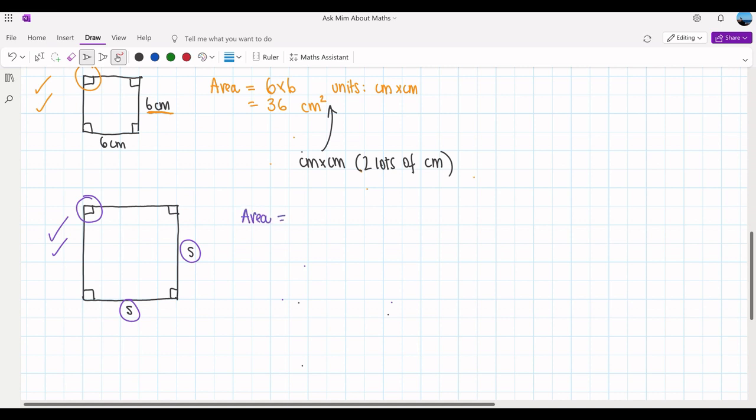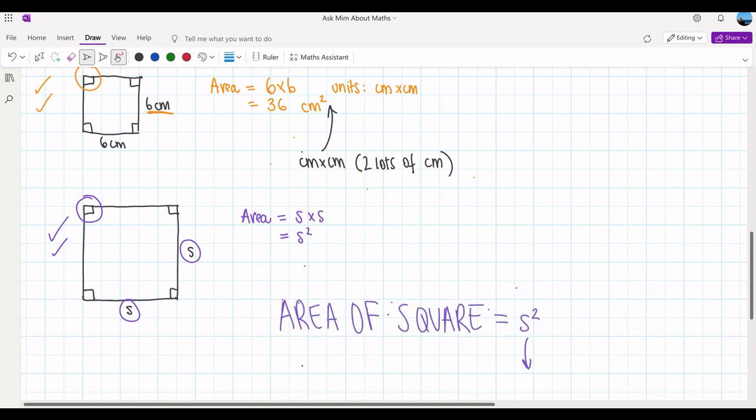Now, how would we find the area of this one? What have we done with every other square? We've multiplied the side lengths together, right? The horizontal side length by the vertical side length, which means in this case, we will have S times S. Now, this can be simplified in the same way that centimeters times centimeters became centimeters squared above. S times S will become S squared here. So we now know that the general formula for finding the area of a square will be S squared, where S is the side length.